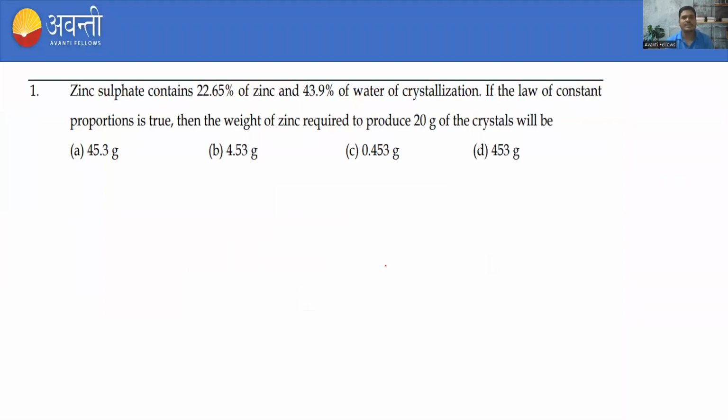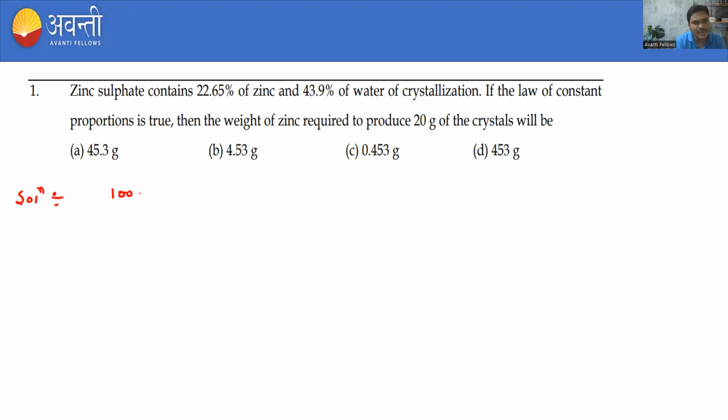So the first question is basically: zinc sulfate contains 22.65% of zinc and 43.9% of water of crystallization. If the law of constant proportion is true, then what is the weight of zinc required to produce 20 gram of crystal? So you have to calculate the weight of the zinc required to produce 20 gram of the crystal. Now, according to the question, it is given that 22.65% of zinc and 43.9% of water of crystallization. So let me solve this.